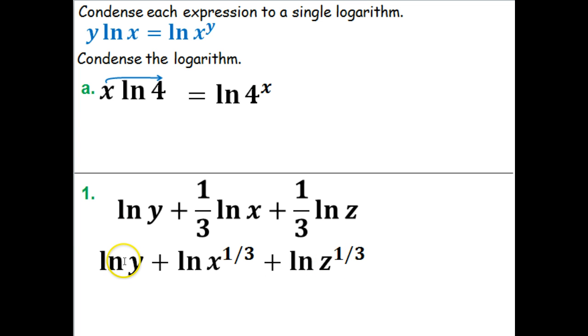Okay, so this one I didn't change at all. This one I just took the 1/3 and moved it to become the exponent of this x, and same thing for this portion right here. Now we know what x to the 1/3 is. Anytime you have a fractional exponent, we can represent that in radical form. Well, x to the 1/3 is the same thing as the cube root of x, and same thing with z. This would be z to the 1/3, which would be the cube root of z.